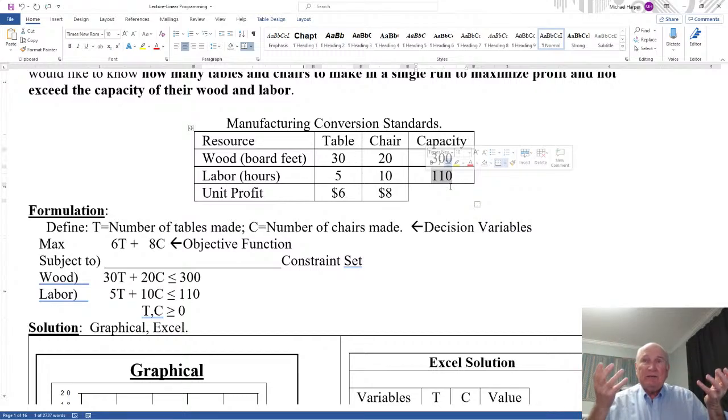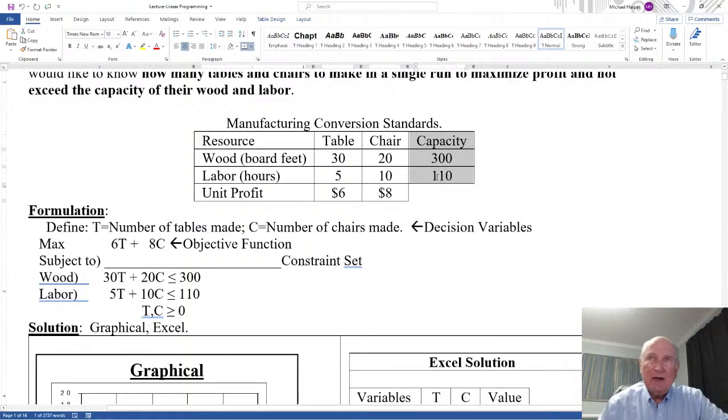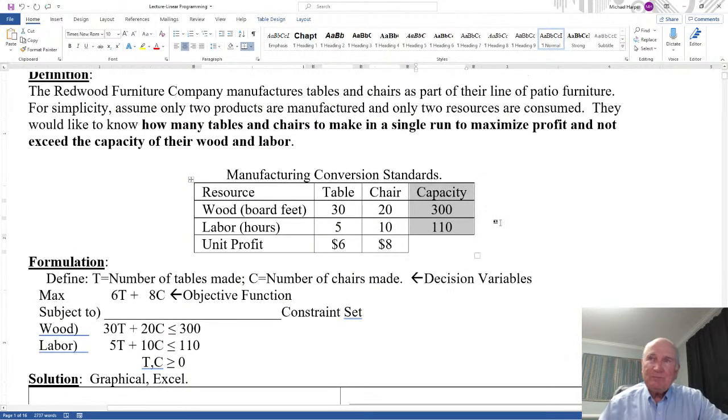If you had unlimited capacity, well, to maximize your profit, it'll be an infinite number of dollars. But you don't have an infinite capacity. You only have 300 board feet of wood, 110 hours of labor. So for simplicity, I'm just looking at these two resources. Of course, there are other resources, but I'm starting simple to get the structure of the problem. Once I have the structure of the problem, then I can modify it, and we'll be doing that here in just a second, later in the next examples as I get to it.